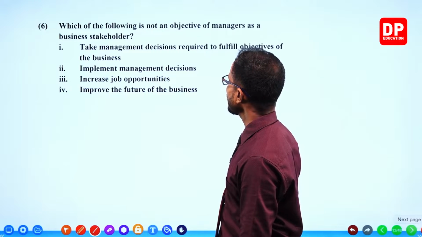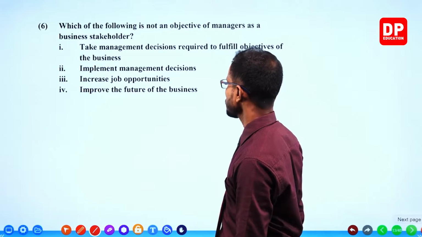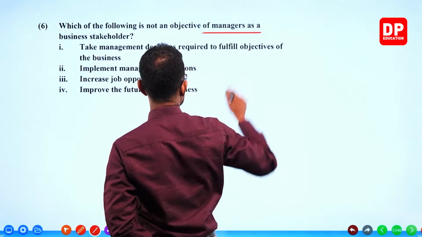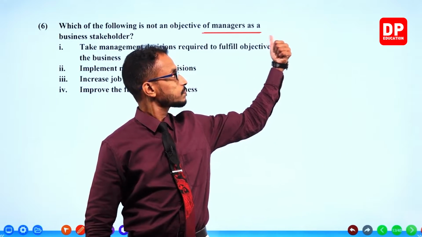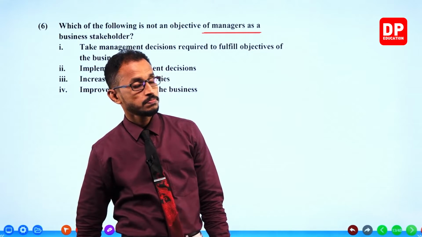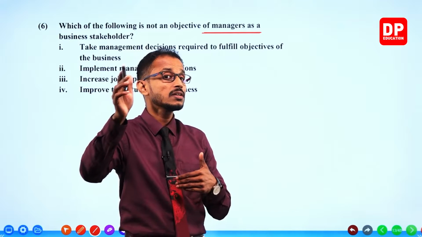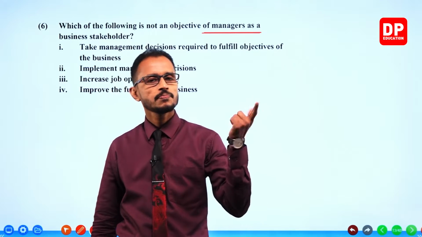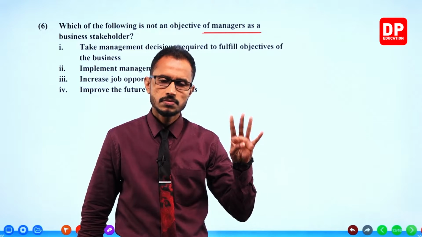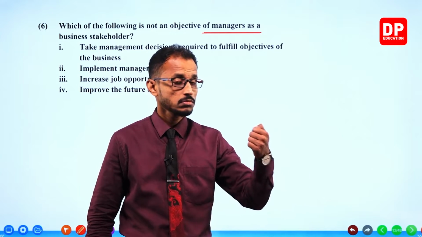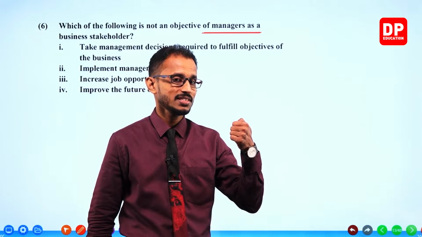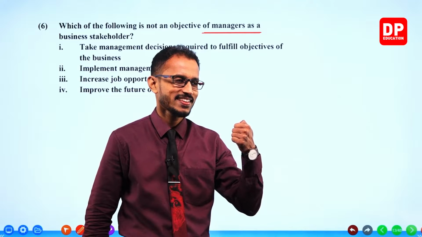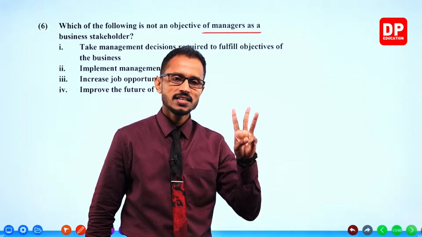Sixth question. Which of the following is not an objective of managers as a business stakeholder? Managers. You have a separate lesson called management. What are the functions of management? Product, price, place? No. Tell me, what are the functions of management? Don't drive me nuts. What are the functions of management? Yeah. Planning, organizing, leading, controlling. Good.